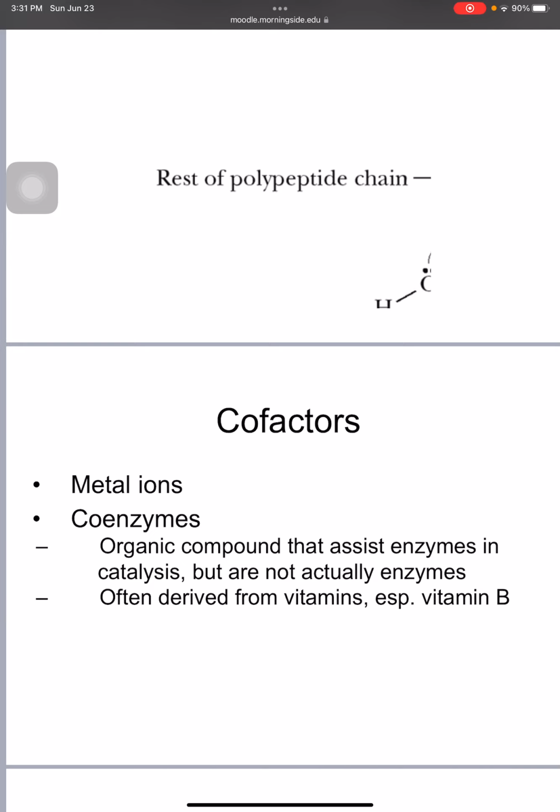Metals are really prominent in this. Also, organic compounds called coenzymes are pretty plentiful in these roles. A coenzyme is just simply an organic compound that helps out enzymes, but they're not actually proteins themselves. They're going to be some other type of organic compound. Vitamins, right? A lot of coenzymes will come from vitamins. Not all of them, certainly, but a lot of them. Especially vitamin B. It tends to be a really, really good source.